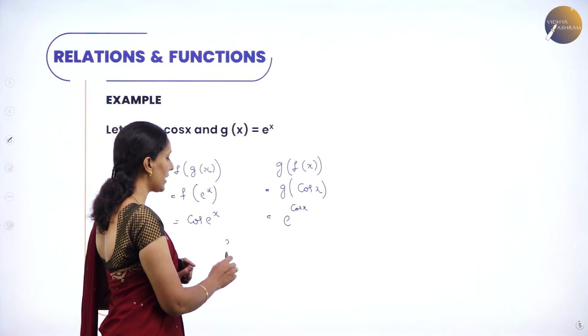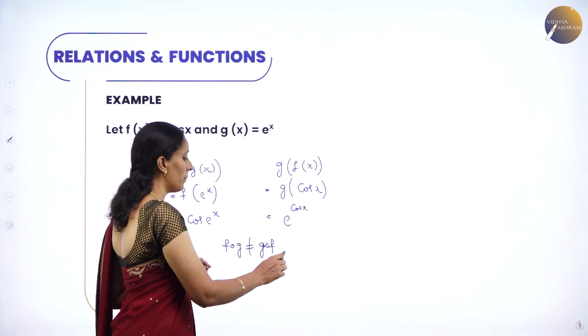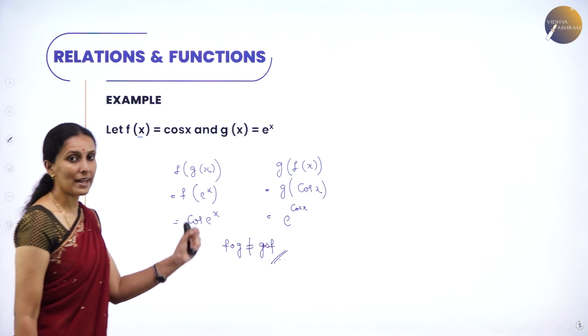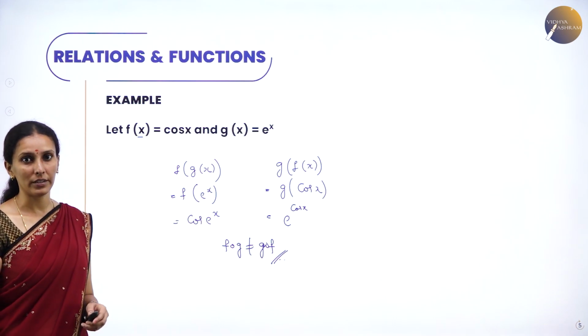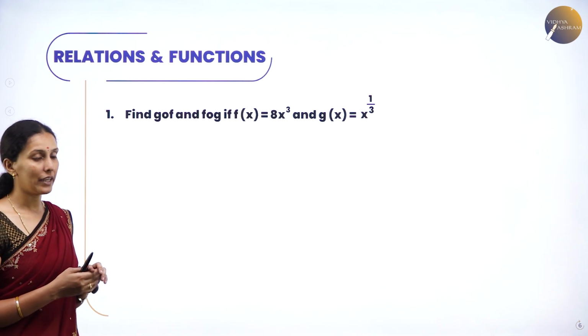So here also we can see f naught g is not equal to g naught f, but both the functions are defined, they have some value, but they are not commutative. Now let's find the composition of f naught g and g naught f for the given function.